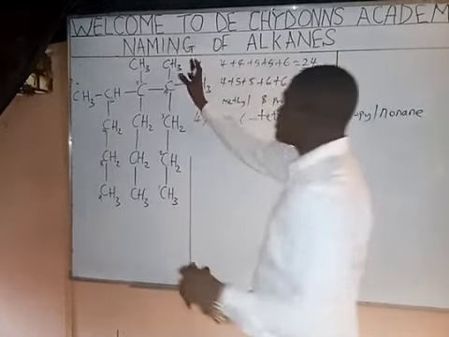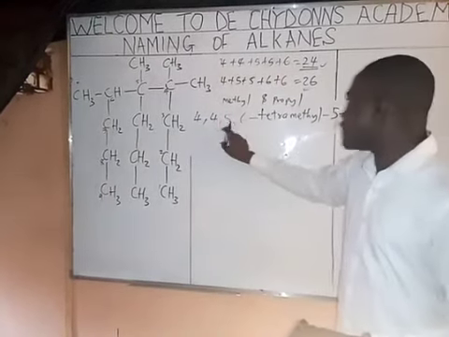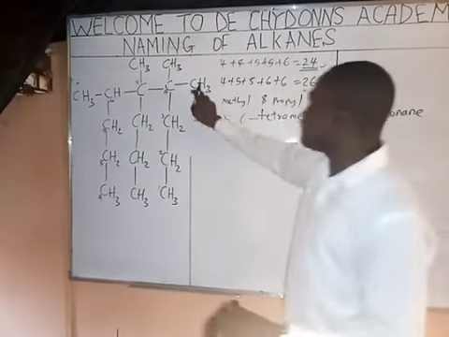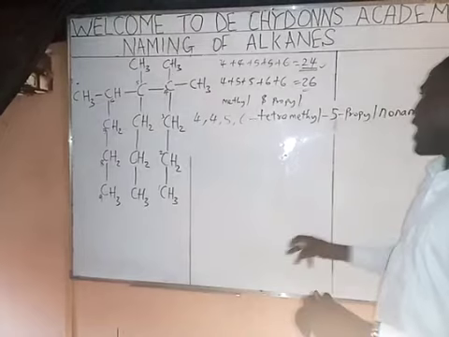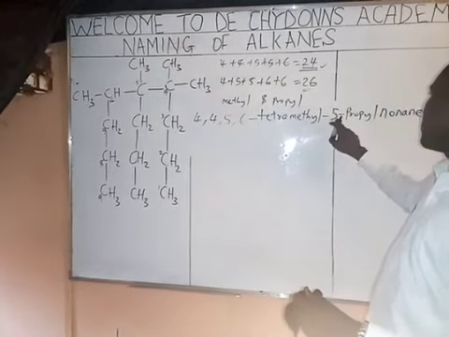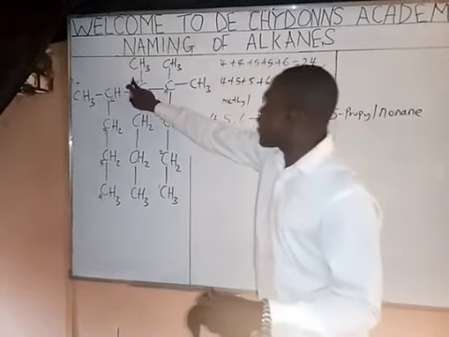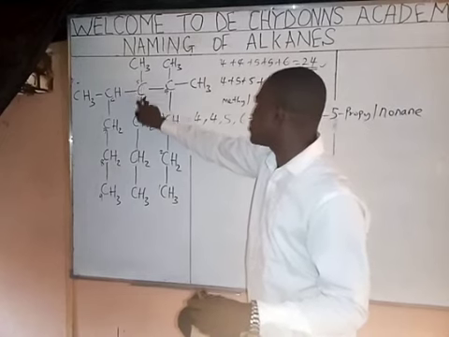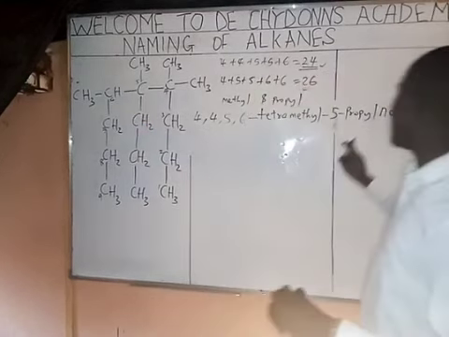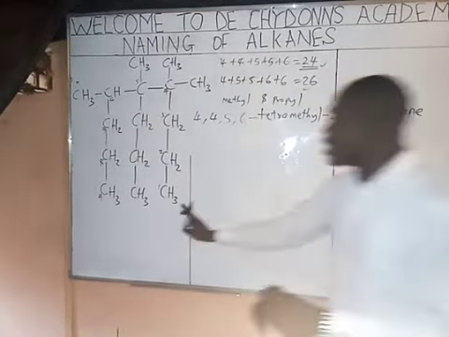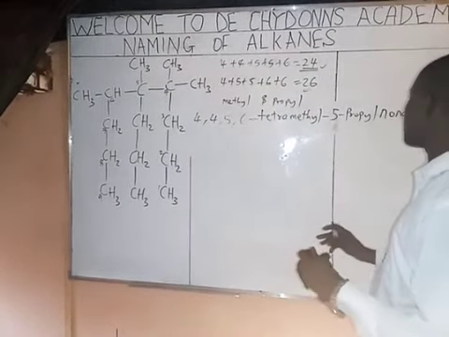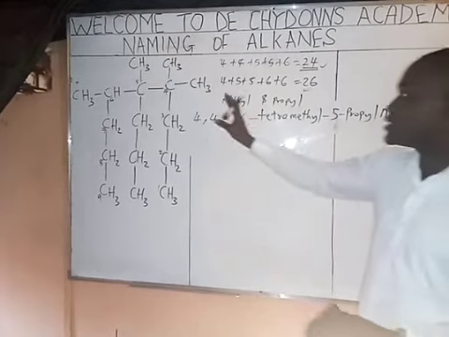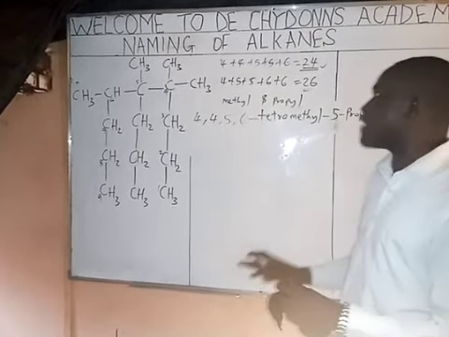So that is how to name this structure. 4,5,6 tetramethyl means we have 4 methyl groups at the points of attachment. Then 5 propyl means that we have a propyl at the attachment of carbon 5. Then nonane means that the longest carbon chain we picked is 9 carbon atoms. So that is how to name this structure we have in alkane.